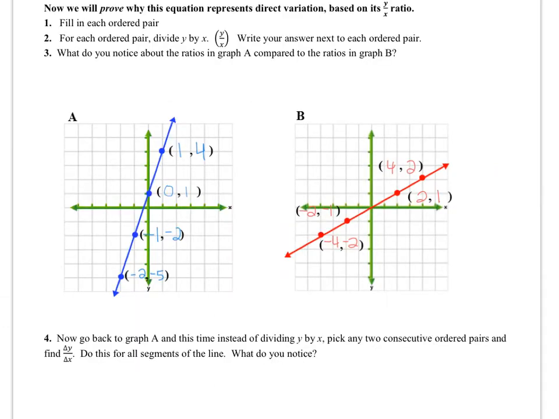So just check to make sure that you have 1, 4, 0, 1, negative 1, negative 2, negative 2, negative 5, 4, 2, 2, 1, negative 2, negative 1, negative 4, negative 2.